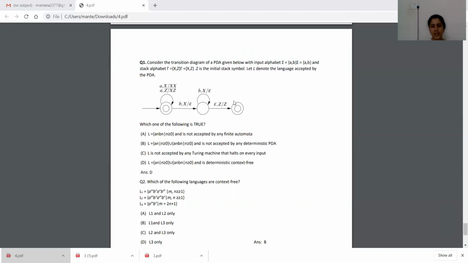Next, observe that the third state is also a final state. So first we read A's, followed by B's. See here we have epsilon here and here. So whenever B's come, we pop A's. So the number of A's is equal to the number of B's to reach this final state. So the correct answer is D: one is a power n union a power n b power n.